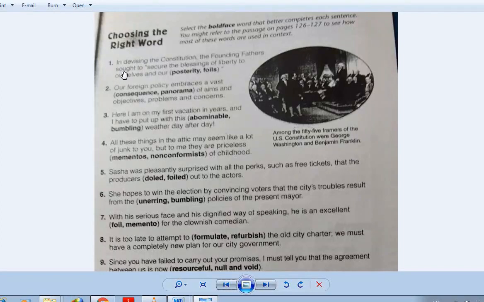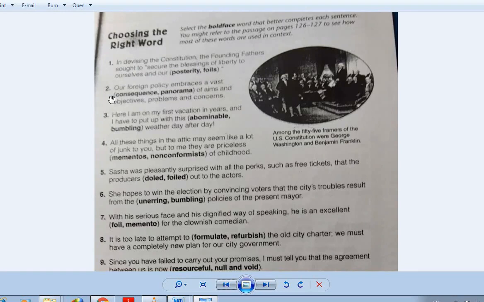Number 1, in devising the Constitution, the founding fathers sought to secure the blessings of liberty for ourselves and our children coming in the future. Posterity or files? Yes, posterity. The answer, number 1, posterity.